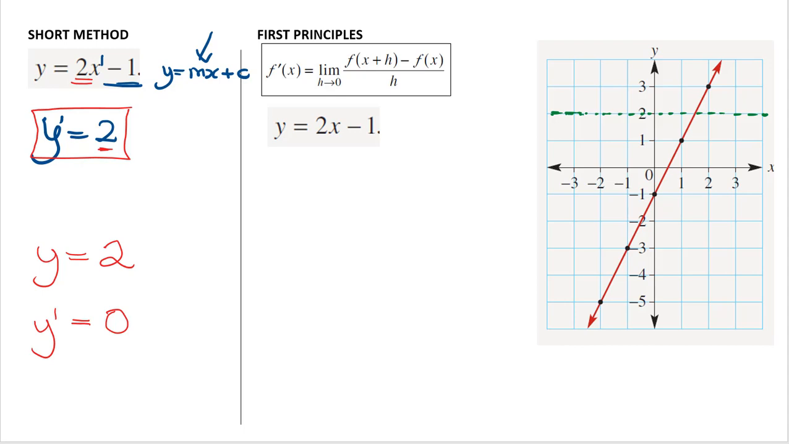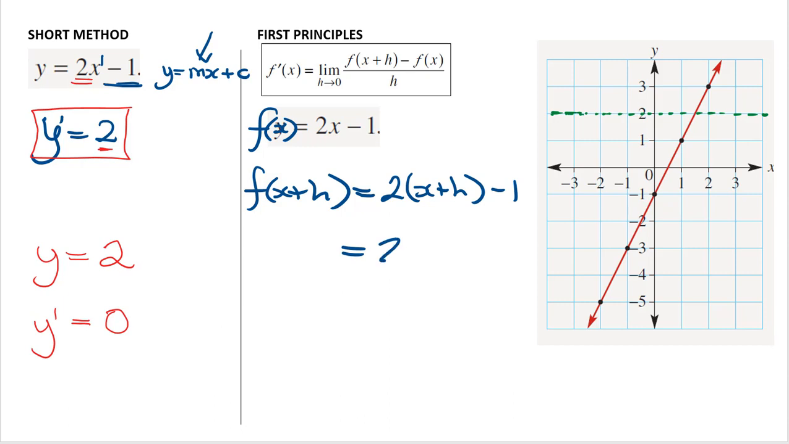First principles, if we do our first principles here, we've got this here is our function of x plus h. We substitute x plus h in anywhere in here where there's an x, so that will become 2(x plus h) minus 1. Expand the brackets, 2x plus 2h minus 1.